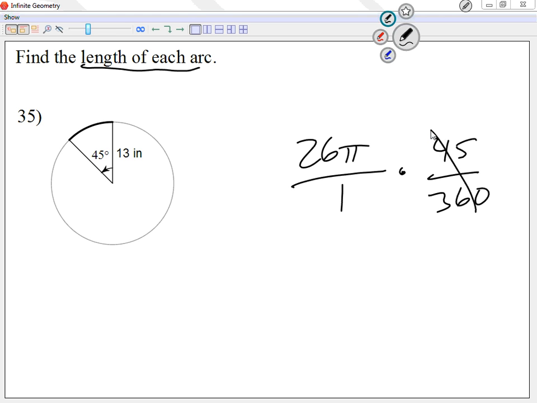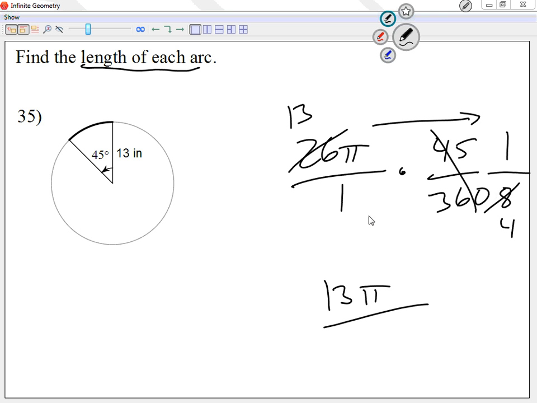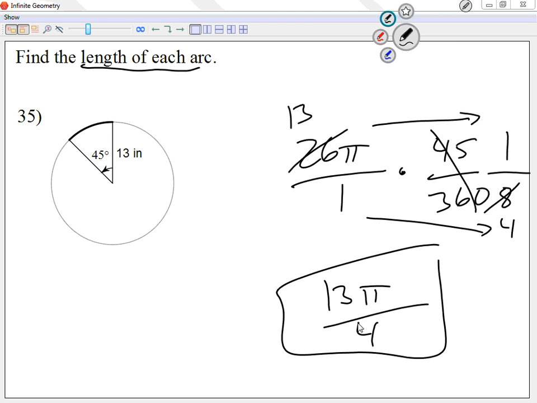Let me divide each by 45. So I have a 1 on top. 360 divided by 45 is 8. Then diagonally, the 8 and the 26, I can divide each by 2. So this is 13, this is 4. So when you multiply straight across, 13 pi times 1 is 13 pi. At the bottom, 1 times 4 is 4. But if you have your calculator that does fractions, don't worry about simplifying, your calculator does it for you.